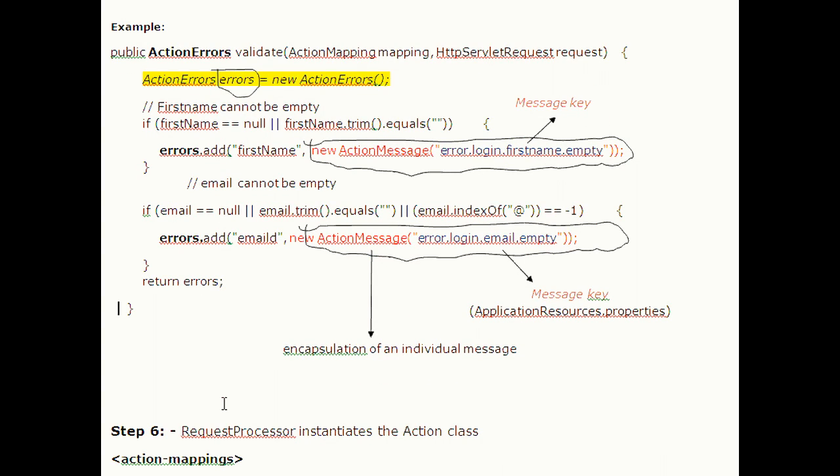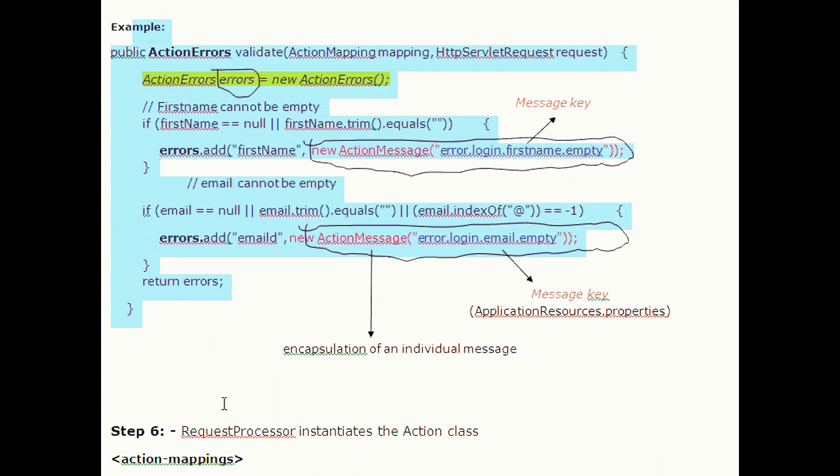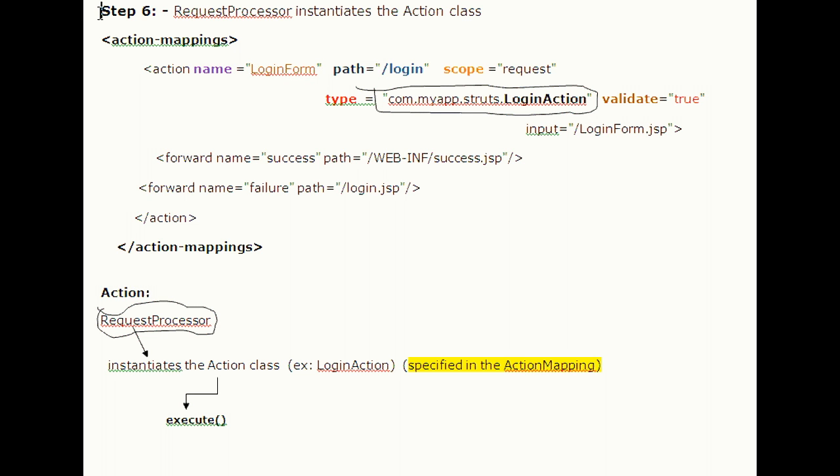So if errors are found, then the ActionErrors object will have recorded error messages. ActionErrors will be reported to the Struts framework. If no errors are found, then finally the request processor instantiates your action class specified in the action element, and it also invokes its execute method.